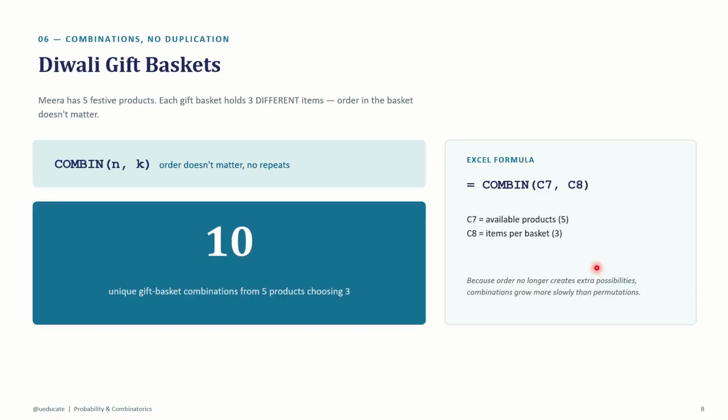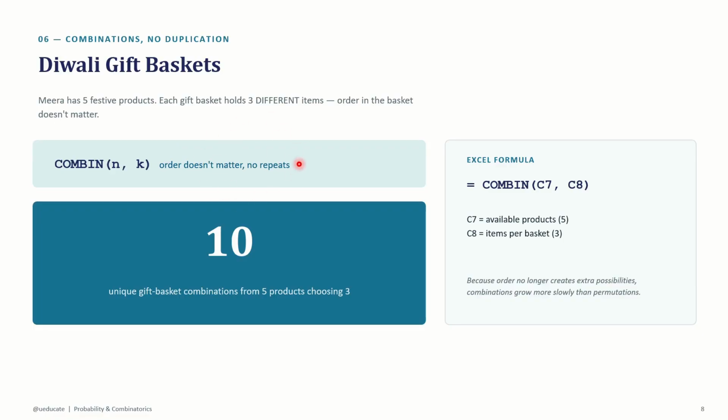Now we'll talk about combination without duplication. In this, we'll switch from the stage to Mira's gift baskets. She has 5 festival products: mithai, dry fruits, diya, candles, and chocolate. Each gift basket holds 3 different items. This time, order doesn't matter. A basket with mithai and dry fruits is the same basket, no matter what order those items are placed inside. So in this combination, order doesn't matter and no repeats are allowed.